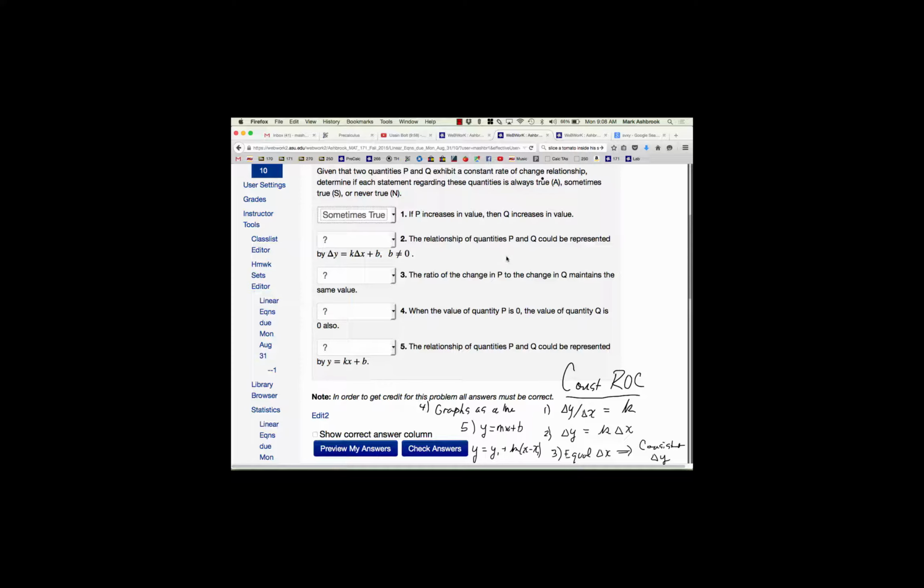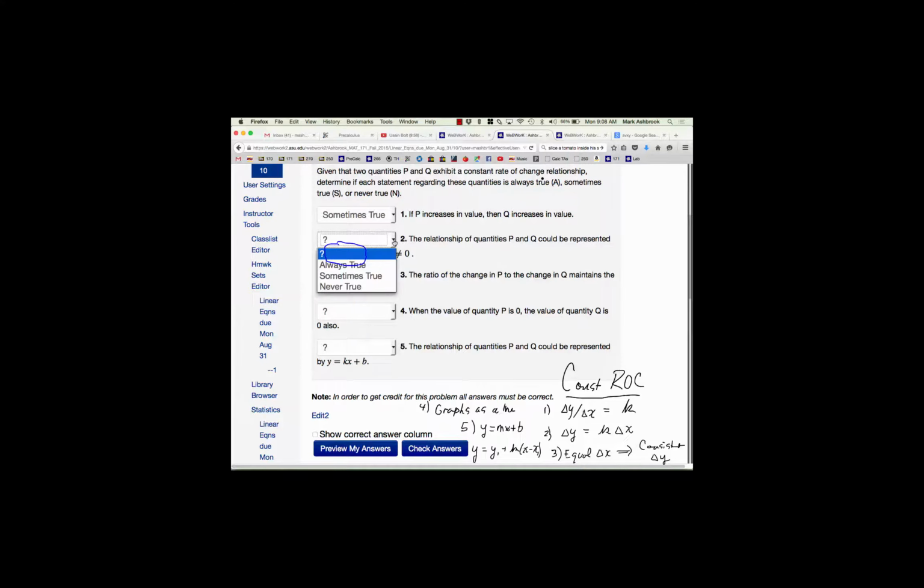Okay, the relationship of P and Q could be represented by delta y equals k delta x plus a non-zero value. So basically what you're saying, by adding a non-zero value, you're saying that this is not true. You're saying that the change in y is not a constant multiple of the change in x because you have to add something. What do you think?